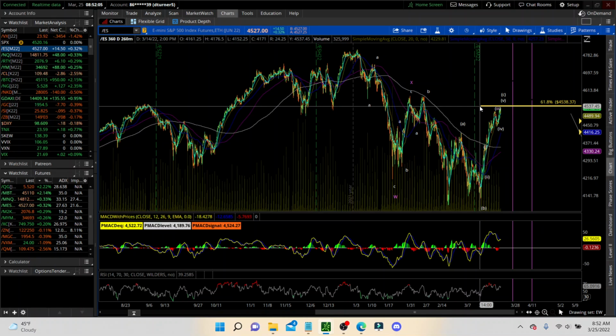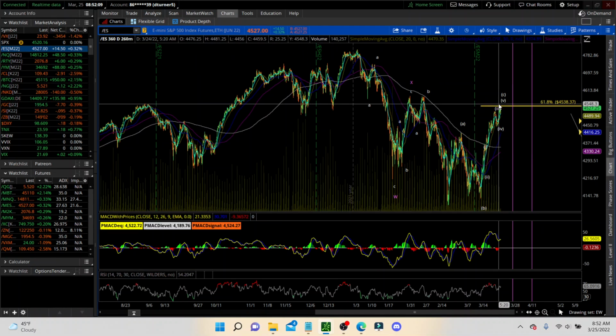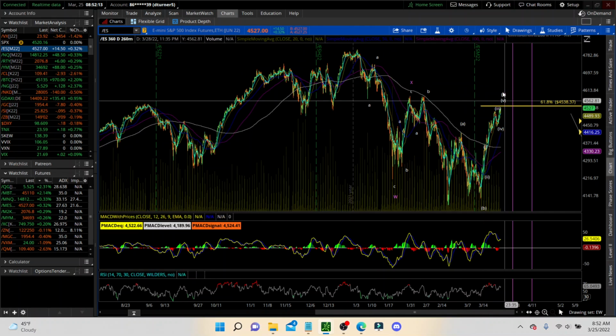The number is 4538. It's a zone, so it could be 4540. That would be perfect with the 100 MA and those things. So a lot of confluence right here.